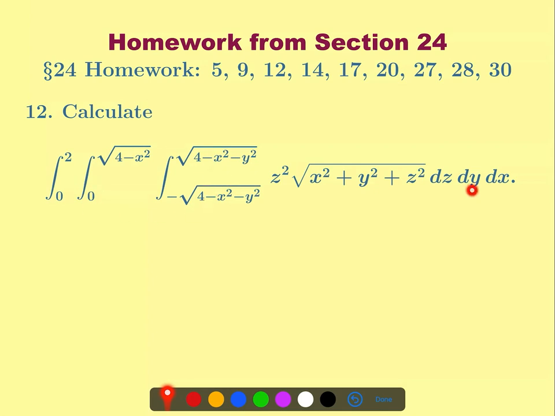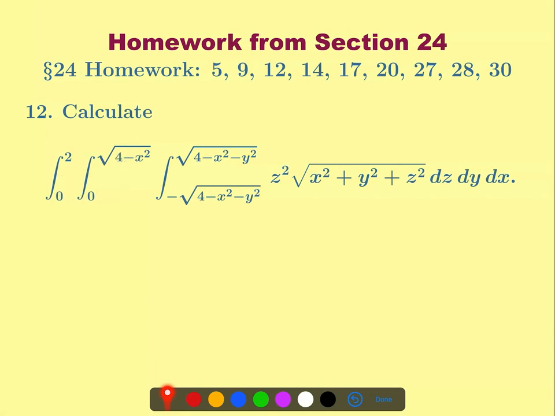Let's check. In the xy plane, we have x going from 0 to 2, and y going from 0 to this circle of radius 2 centered at the origin. So it looks like in the xy plane, what we have is a quarter of a circle that's in the first quadrant, centered at the origin and of radius 2. So that's what this is describing.